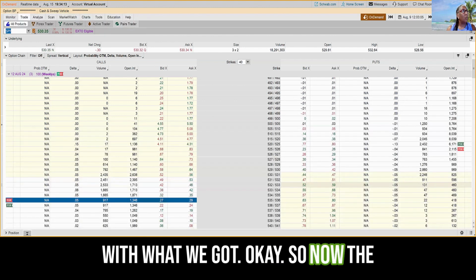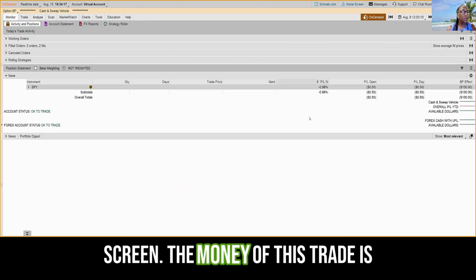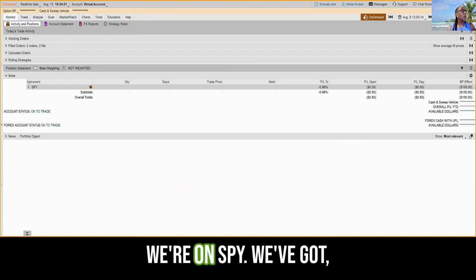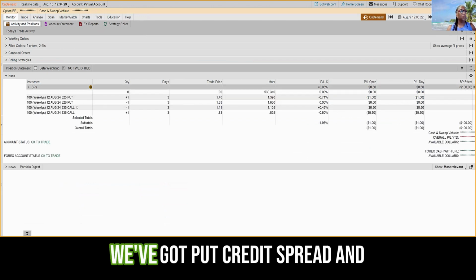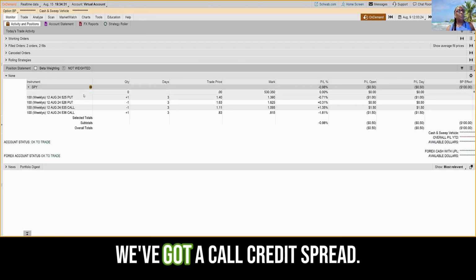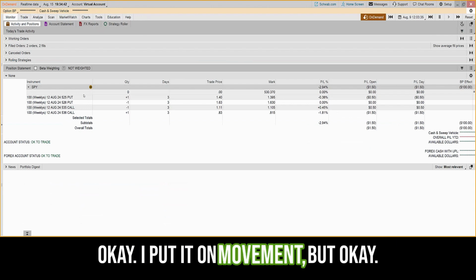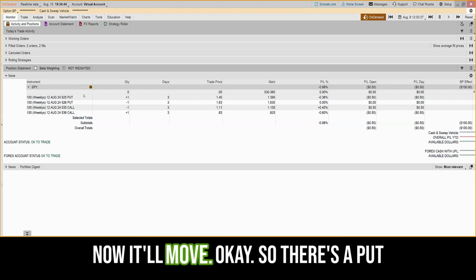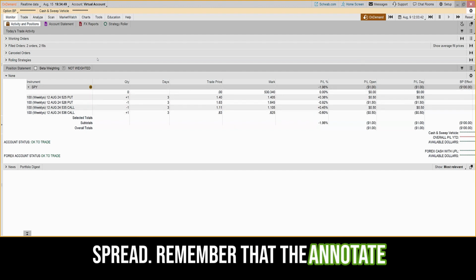Okay, so now the money of, I'm going to the monitor screen. The money of this trade is, we're on SPY. We've got a put credit spread and we've got a call credit spread. Okay, I put it on movement, but okay, now it'll move. So there's a put credit spread and a call credit spread. Remember that I'll annotate again.